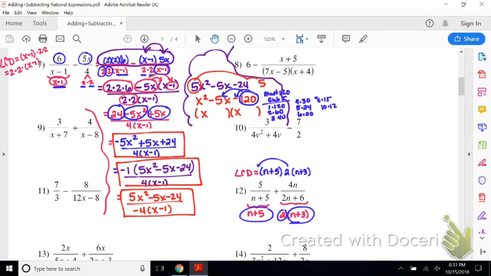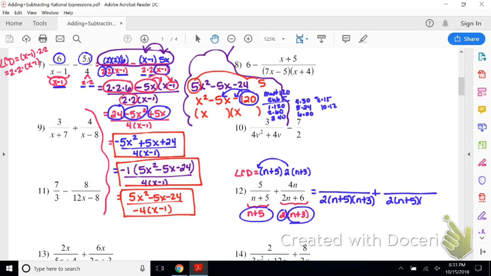The only thing I'm going to change is I'm going to put the 2 at the very front because, again, it's by itself. So I've got two fractions, and I'm adding them. And I'm going to put them over that least common denominator. So 2 times n plus 5 times n plus 3.